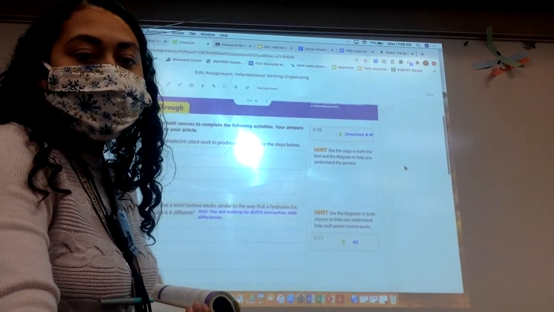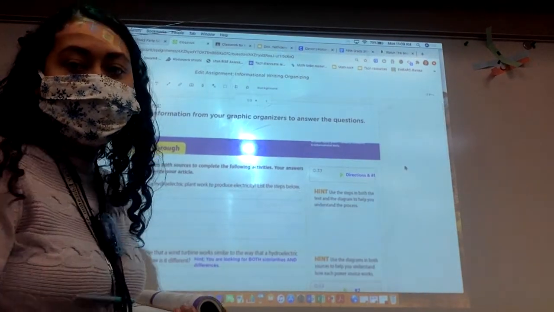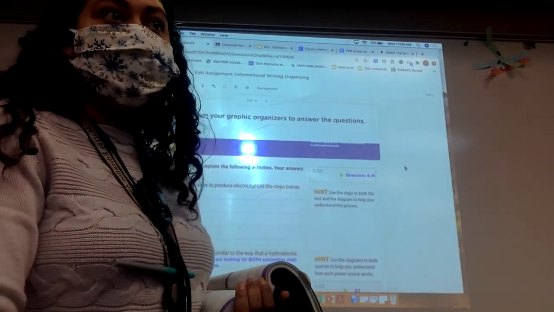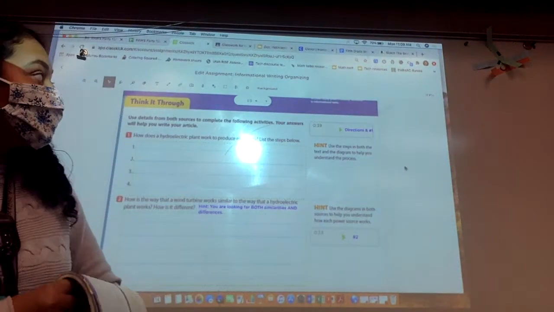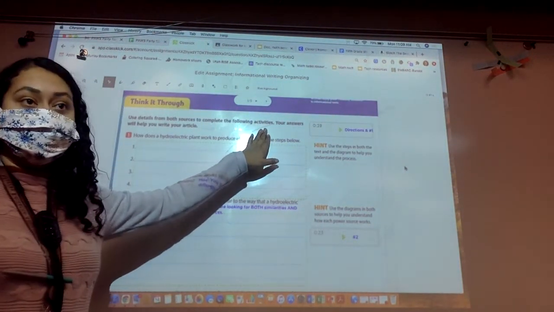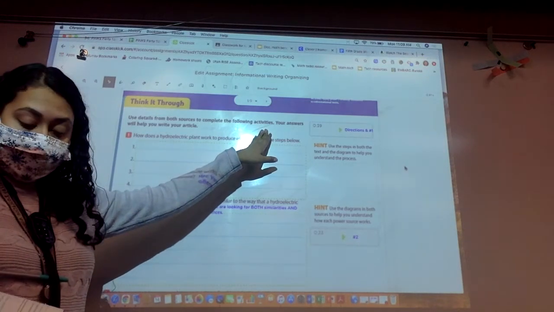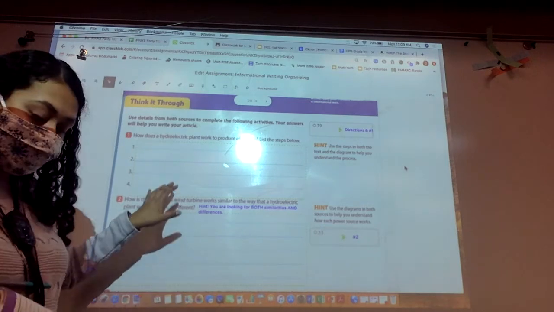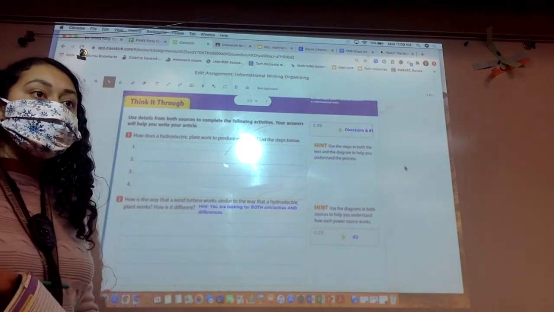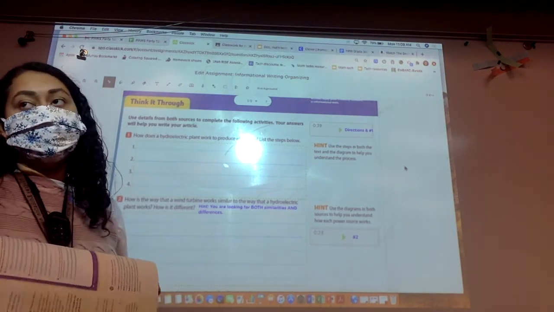Alright, so we're on this page. So it says use information from your graphic organizer to answer the questions. So use details from both sources to complete the following activities. Yes, Mohammed. Can I use the bathroom? After we're done with this page, is that okay? It's just two things. Three things. Sure. Thank you.